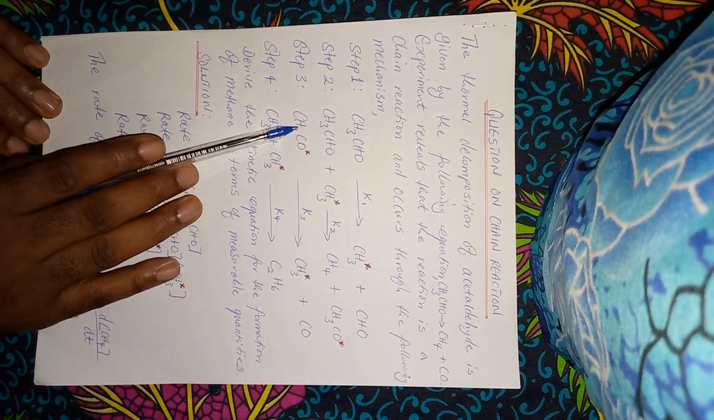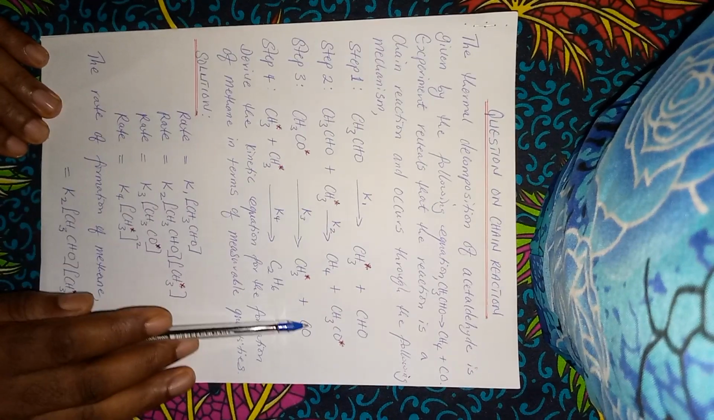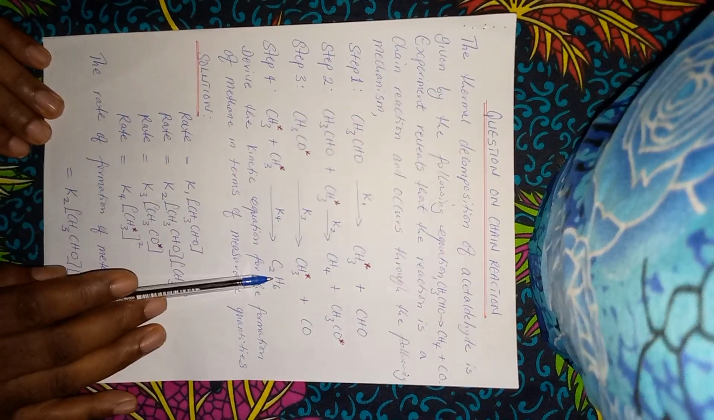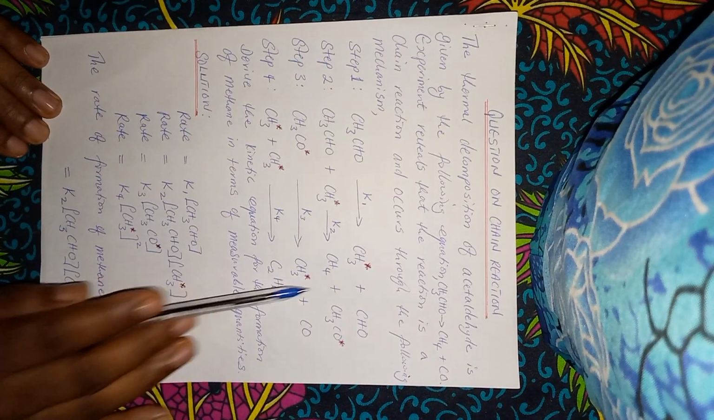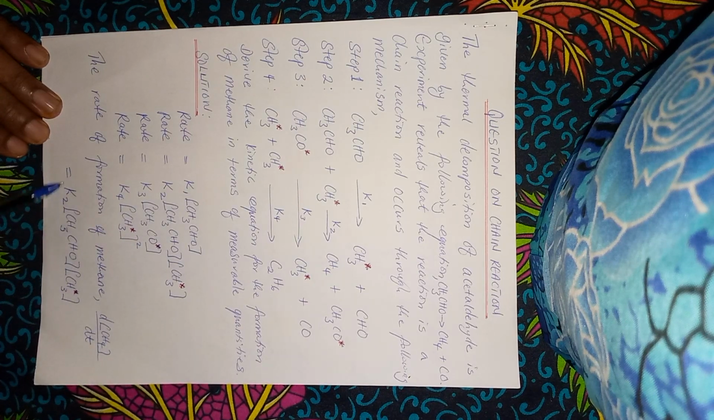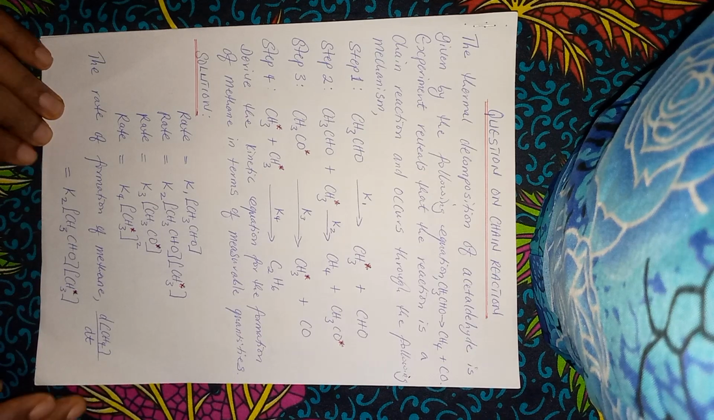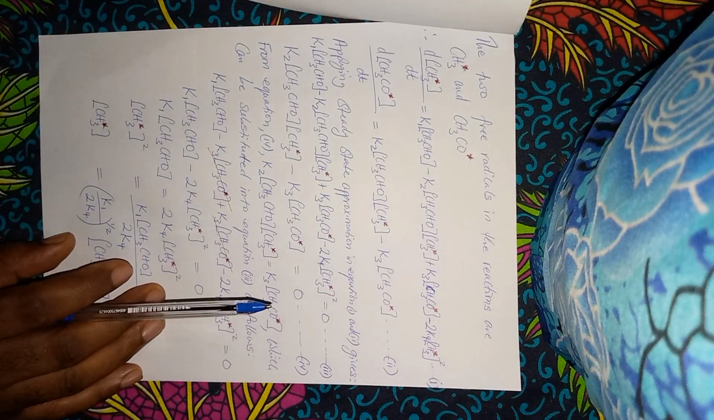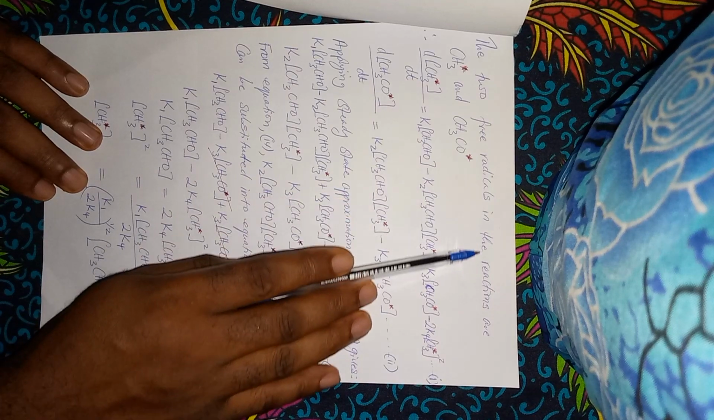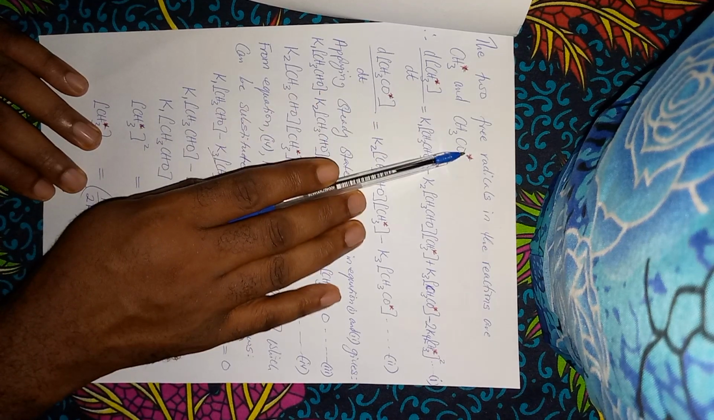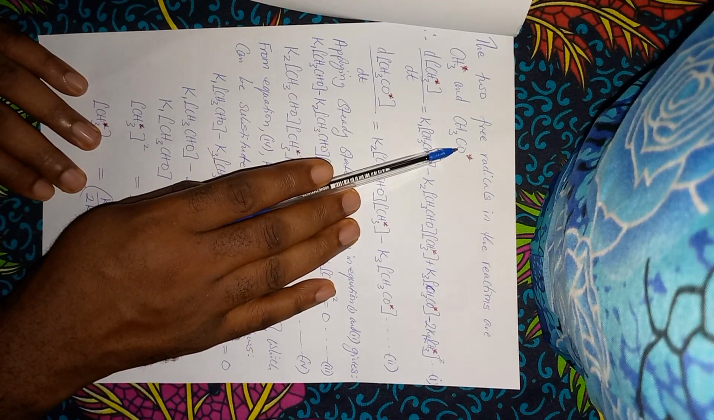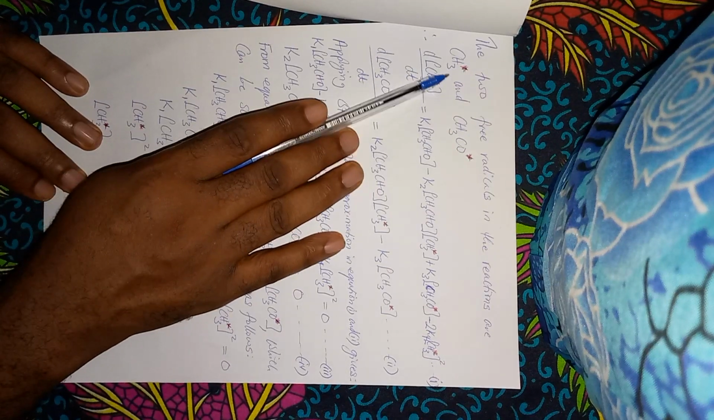If you go through step 3, there is no CH4. You come to step 4, there is no CH4. So the only step that we have CH4 is step 2. And that is why we have the rate of formation of methane, which is only step 2. Then we also have 2 free radicals in the reactions, which are free radical CH3 and free radical CH3CO. We now write the rate for each of the free radicals.